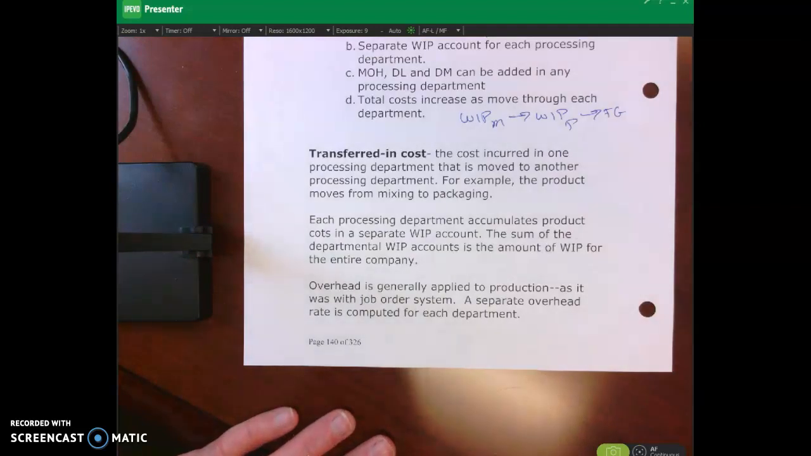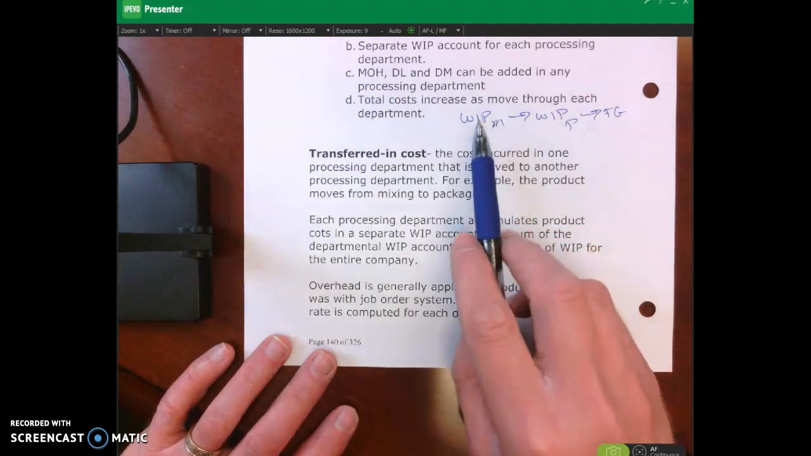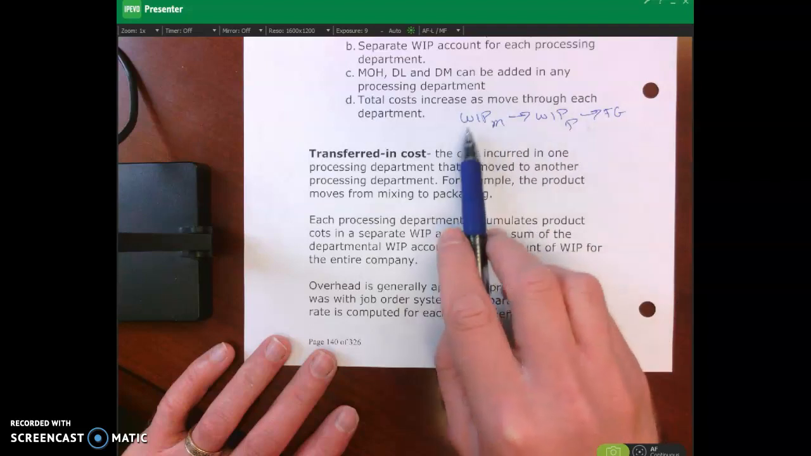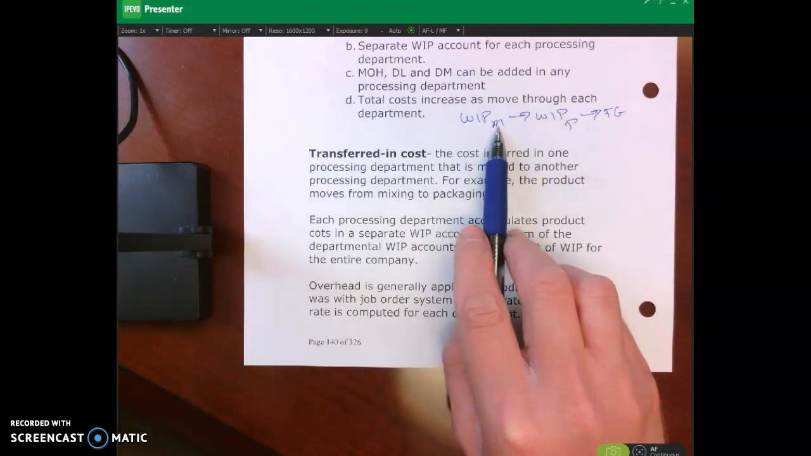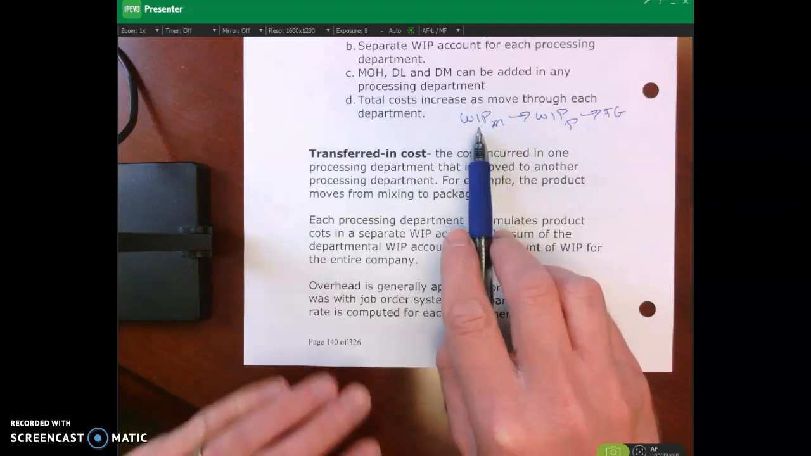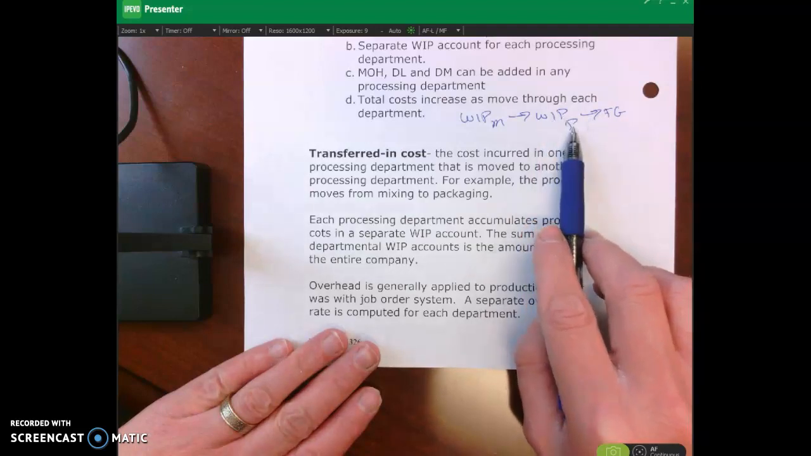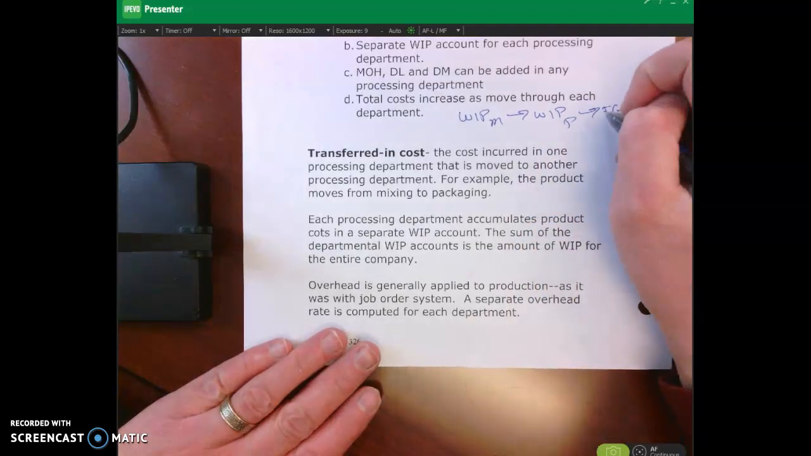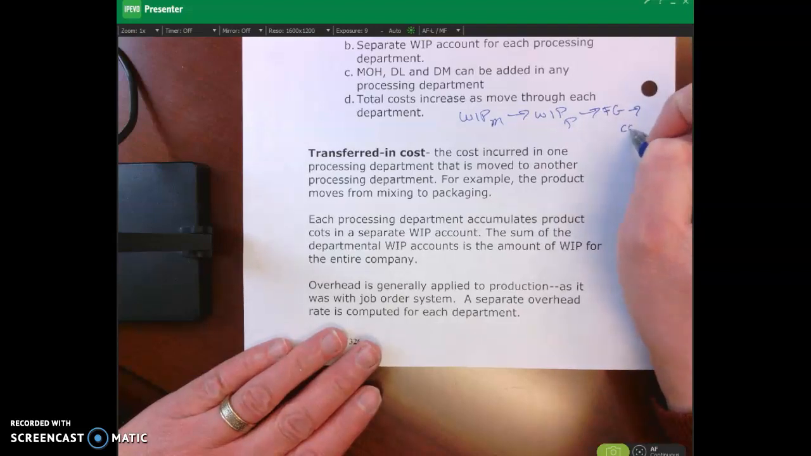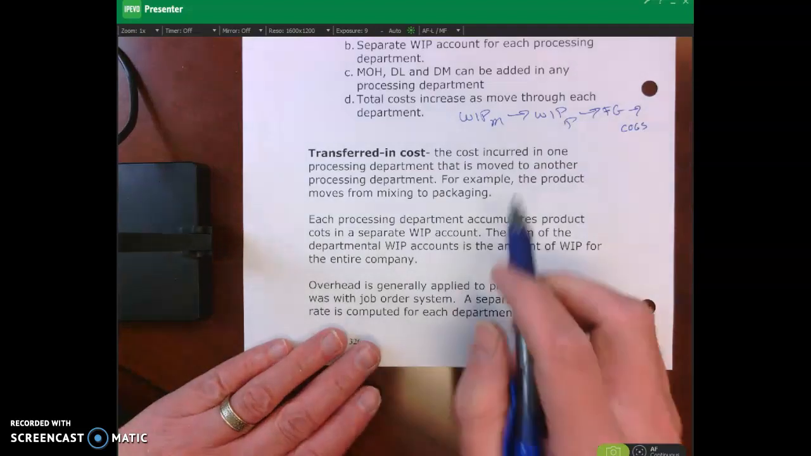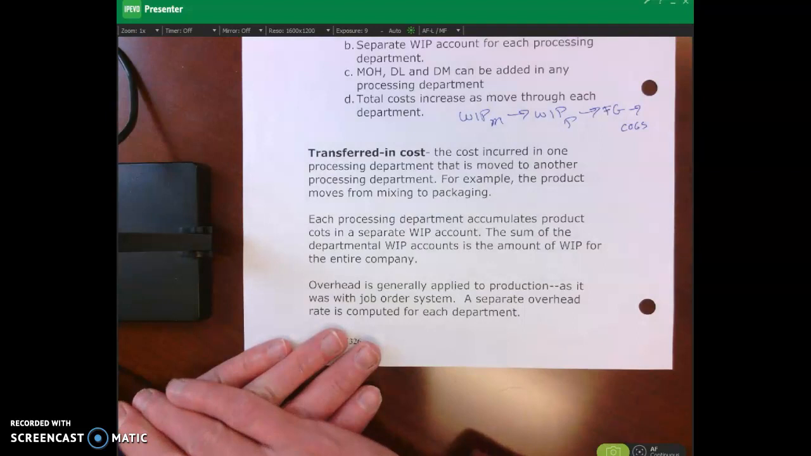So when we talk about transferred in cost, this is kind of an example I talked about in the prior lecture video where I was saying that total costs increase as we move through each processing department. So for example, if we have the mixing department, we have the WIP, work in process, for the mixing department, the work in process account for the packaging department, and then once it's been packaged, it moves to finished goods, and then of course from finished goods, it moves to cost of goods sold. What we say right over here is that the total costs increase as we move through each department.